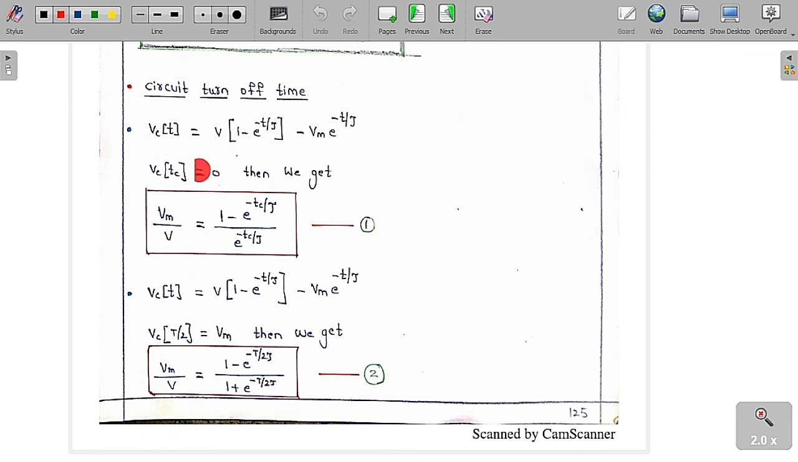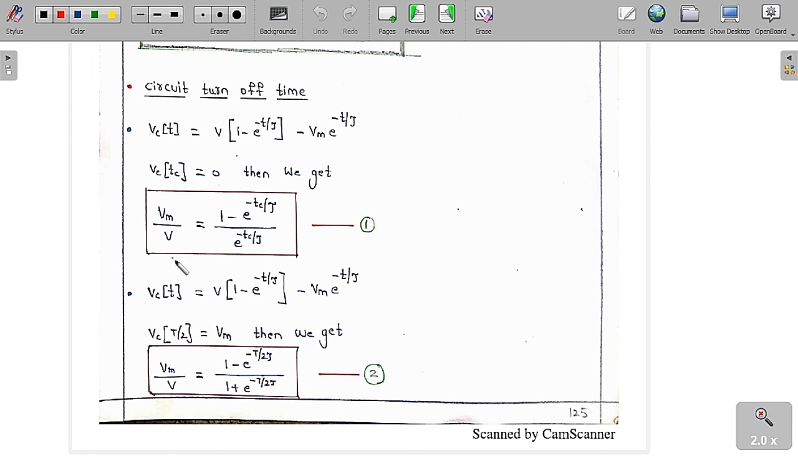Then if we substitute t is equal to Tc, at which time the capacitor voltage is equal to 0, we are going to get finally Vm by V is equal to 1 minus e to the power of minus Tc by 2 by e to the power of minus Tc by 2. Let me call this equation 1.